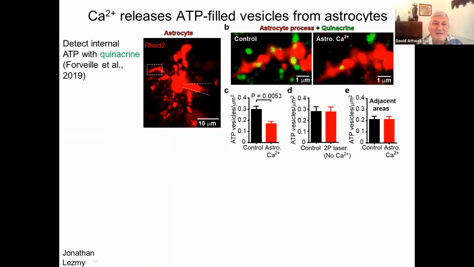So does it matter? Well, to look at this, what we've done is to patch clamp astrocytes, in this case with the calcium dye Rhod-2 inside. And we also have NP-EGTA, which is a caged form of calcium. So it's calcium bound to EGTA, which can be released by light.